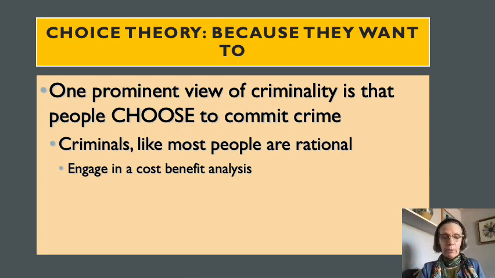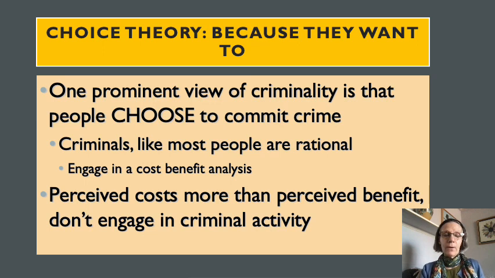But if we feel like we're going to get caught, and we feel like we're going to be severely punished for engaging in that crime, the cost clearly can outweigh the benefits. And so choice theory dovetails into that. They say that criminals, like most people, are rational, and when they're deciding to engage in a crime, they just do a cost-benefit analysis. If the perceived costs are more than the perceived benefits, then an individual won't engage in criminal activity. However, if the perceived benefits are greater than the perceived costs, then they will engage in that criminal activity.